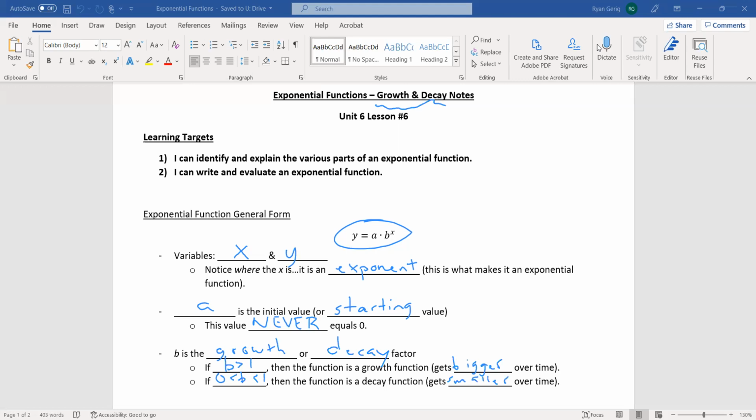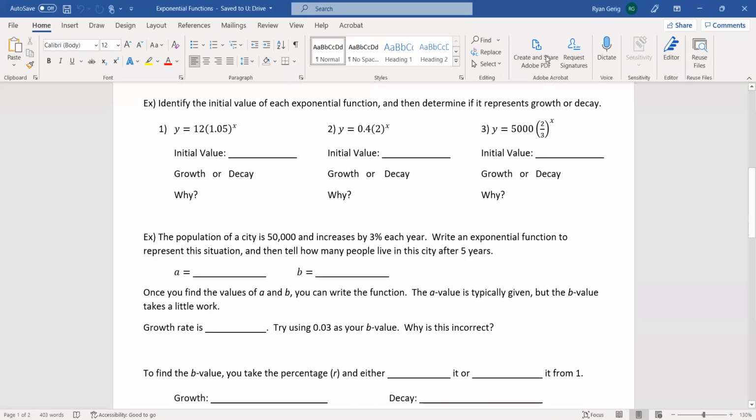Okay. Notice the inequality here. It's a compound inequality. B is between 0 and 1, and it can't be equal to 0, and it can't be equal to 1. All right, so it's between 0 and 1. So that's the parts of your exponential function. X and y are the variables. A is the initial value. B is the growth or decay factor, depending on what B is in the problem. Okay, now let's look at some examples.